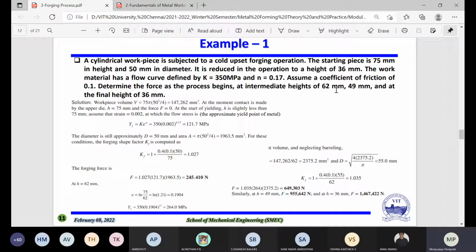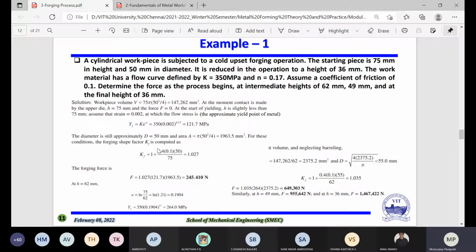When you are calculating at the intermediate height, the diameter is not the same because you have already pressed. The moment you have pressed, your diameter has increased. If you find less than 50, then this is wrong. The height has decreased from 75 to 62, so your diameter will increase from 50 to something. So epsilon equals ln of the initial height divided by the intermediate height, 75 by 62, so you will get 0.1904.